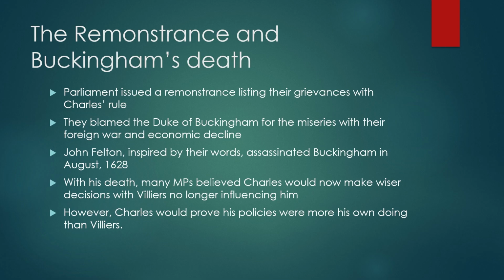He believed that Buckingham was indeed the cause of all of England's miseries, and when he had a chance meeting with Buckingham in a public house in Portsmouth, he decided to assassinate Buckingham himself, killing him in a brawl in the bar. With his death, many MPs believed Charles would now make wiser decisions with Villiers no longer there to influence him. However, this loss would actually devastate Charles over his friend's death.